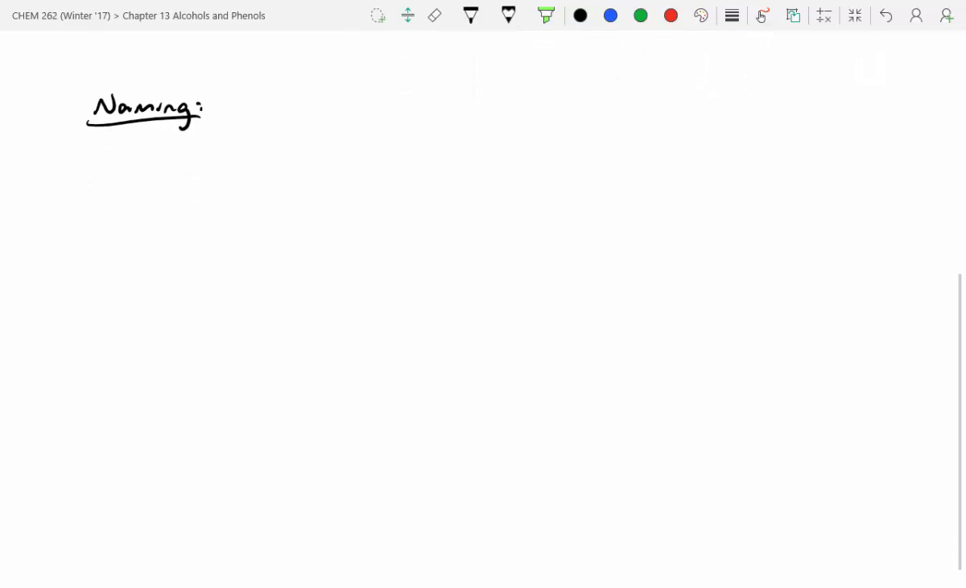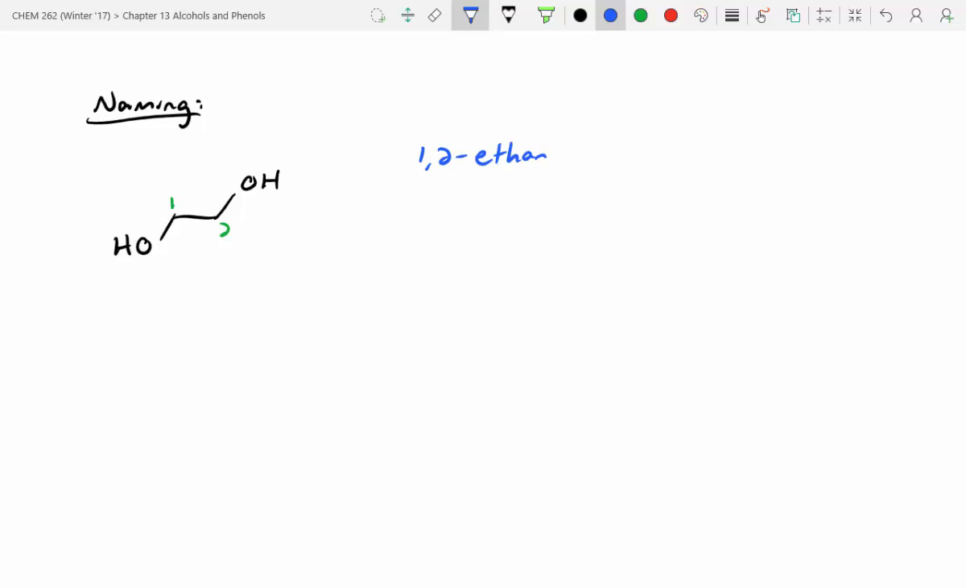So let's take a really, really simple diol. This has a couple different names. One thing you could do is identify the parent chain, and you'd say, hey, this is 2 carbons long, so it's got to be some sort of ethane derivative. So you could call this 1,2-ethane diol.